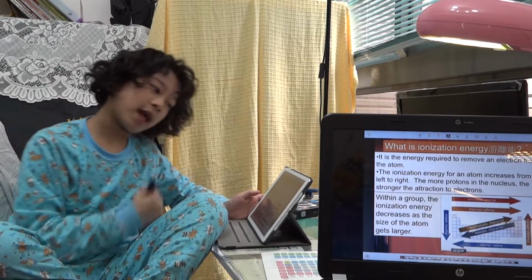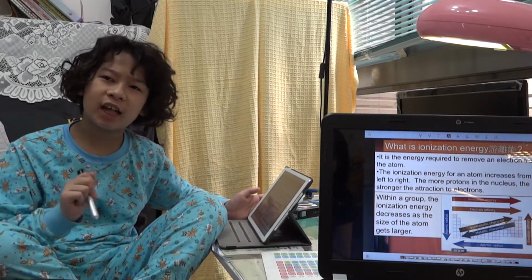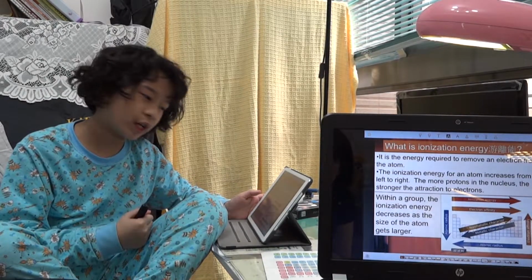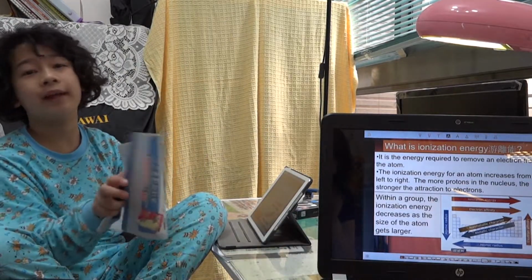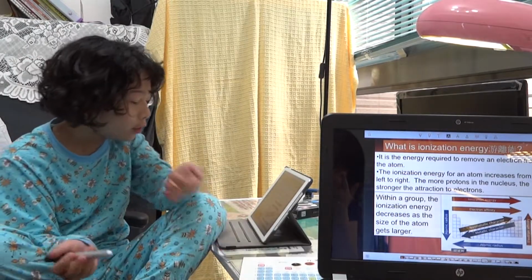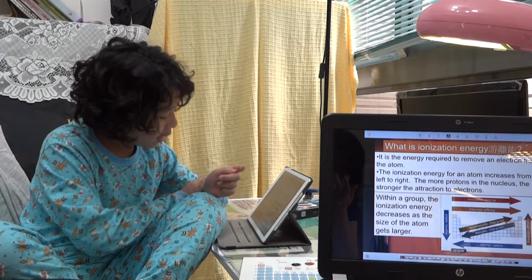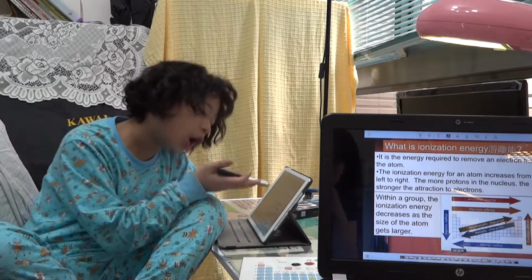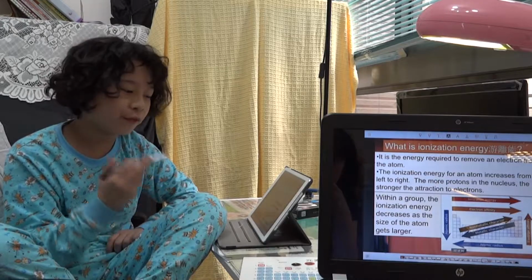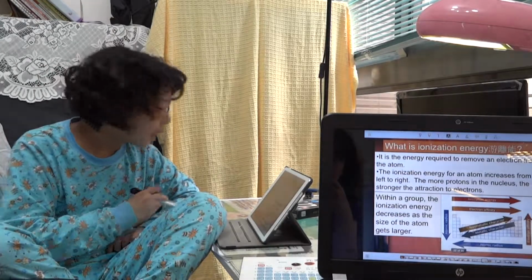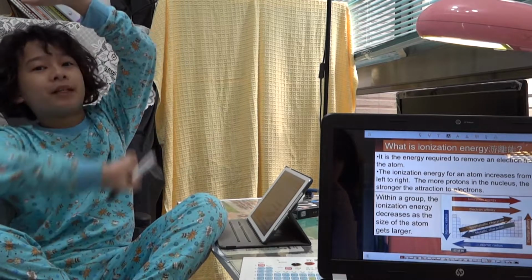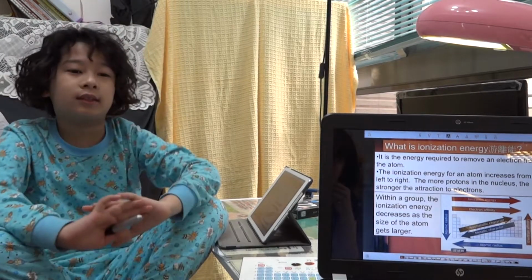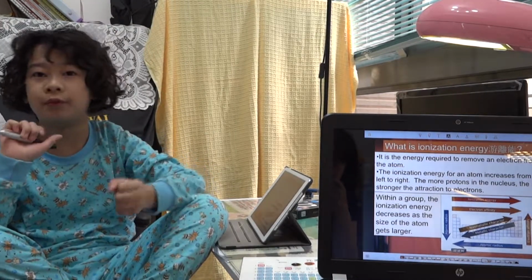And what is ionization energy? Ionization energy is the energy to remove the valence electrons. So it increases from the left to the right because there are more valence electrons, and it decreases from the top to the bottom because the electrons are farther from the protons.